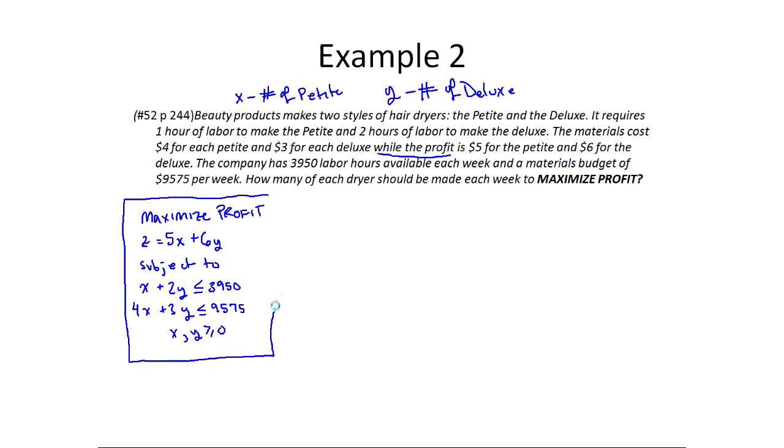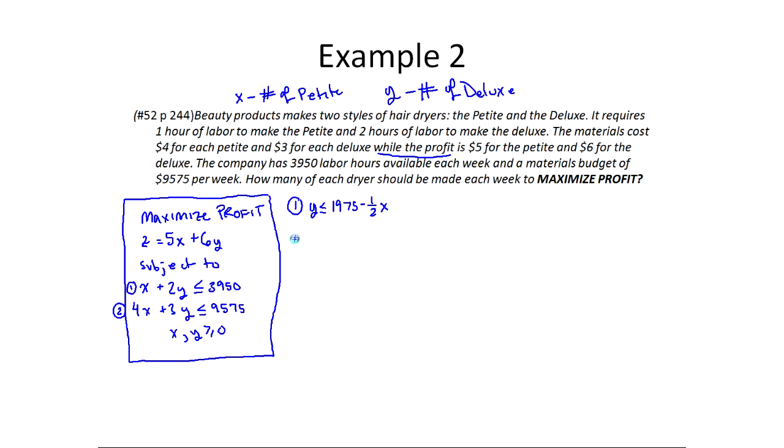But we want to solve this. We want to figure out how many we should make to make the maximum profit with these constraints. I'm not going to do this any differently than I did before. In other words, the first thing I'm going to do is solve my inequalities, my constraints, for y. When I do that, I get the following. So for 1, I have y is less than or equal to 1975 minus 1/2 x.